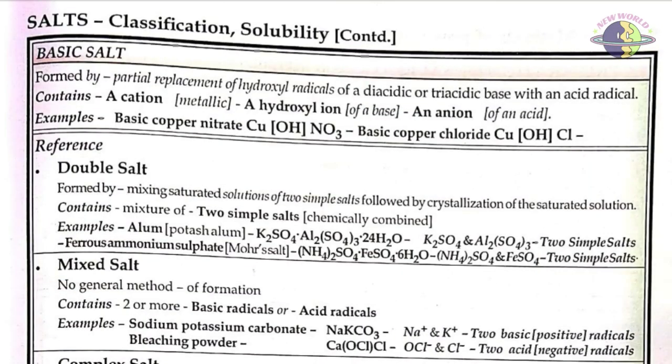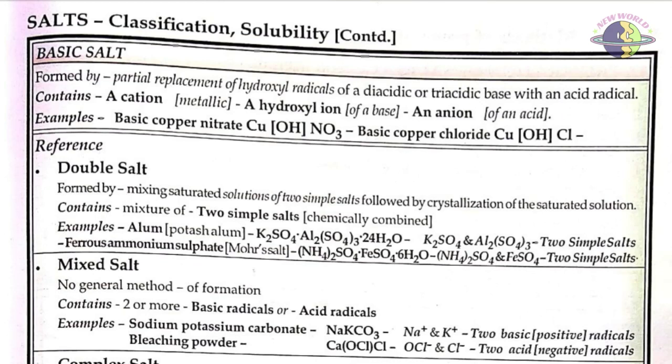Now next is salts. Here we will study the classification and solubility of salts. Very first is basic salt. It is formed by the partial replacement of hydroxyl radicals of a diacidic or triacidic base with an acid radical. It contains a cation, a hydroxyl ion and an anion. For example, basic copper nitrate: copper is a cation, OH is a hydroxyl ion and NO3 is an anion.